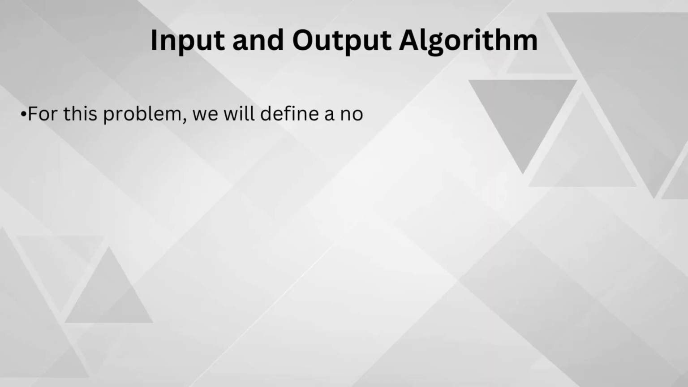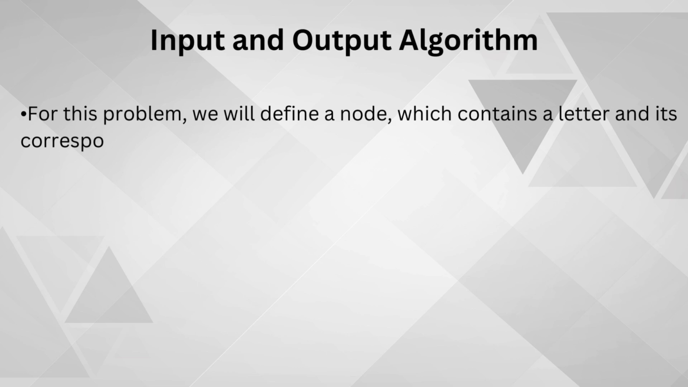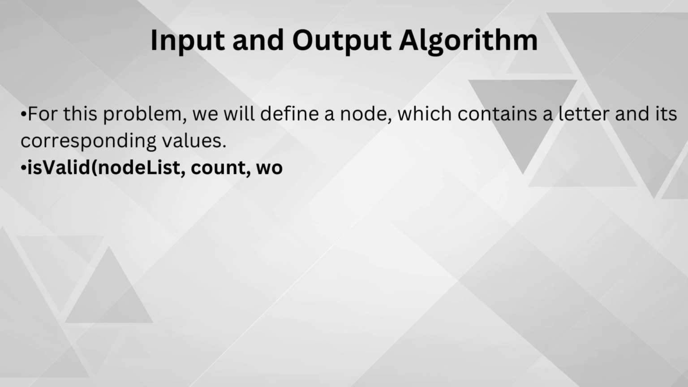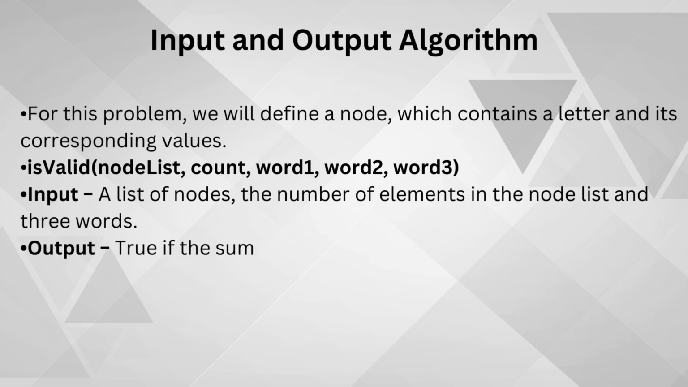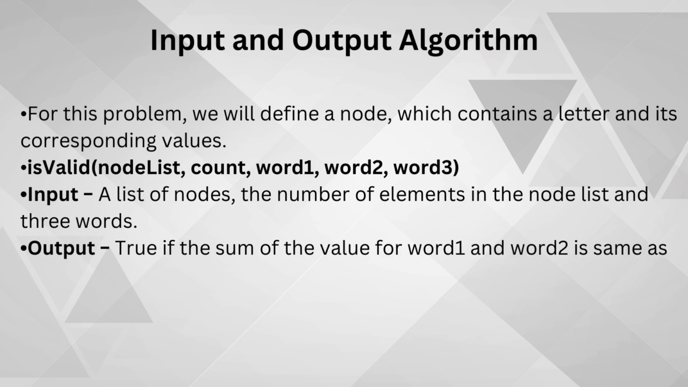For this problem we will define a node which contains a letter and its corresponding value. So, we have the function isValid(nodeList, count, word1, word2, word3). We have input, a list of nodes, the number of elements in the nodes list and 3 words. Output, true if the sum of the values for word 1 and word 2 is the same as the word 3 value.